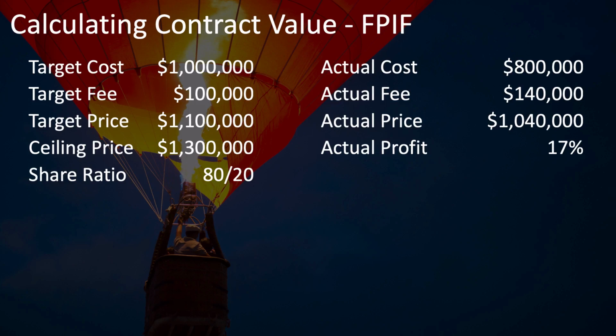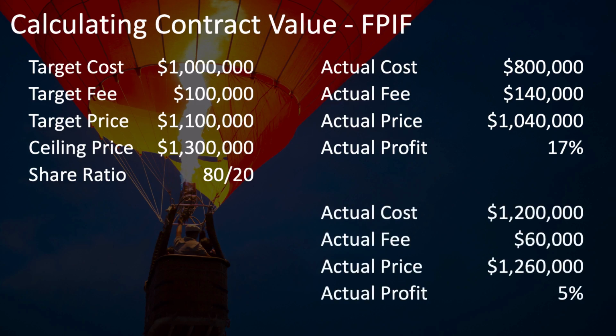If, on the other hand, the actual cost is $1.2 million, that's $200,000 worth of cost overruns, and this hits the seller in reverse, reducing the actual fee by $40,000 to only $60,000, an actual profit of only 5%.